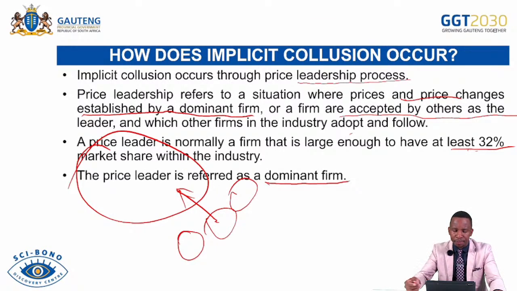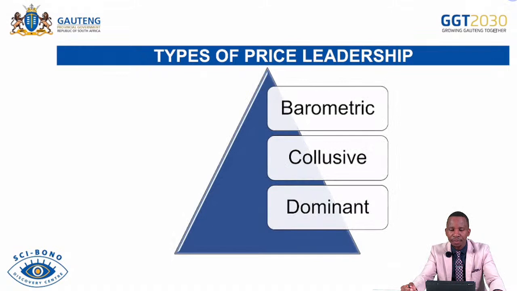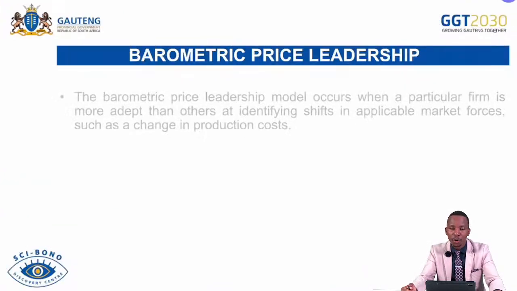And then, as we continue, types of price leadership. How do they occur? They occur on three occasions. We have barometric price leadership, collusive price leadership, and dominant price leadership. So let's explain each of them so that we'll know what we mean when we talk about price leadership.